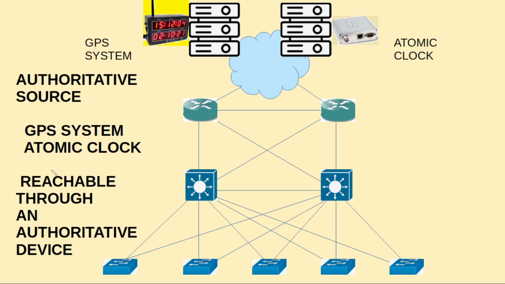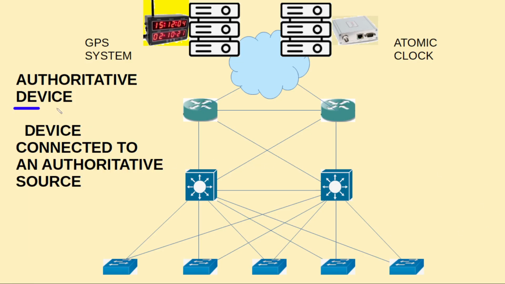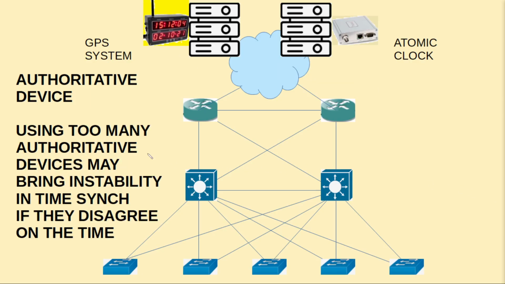Authoritative sources are reachable through what we call authoritative devices. Authoritative devices are devices that are connected to authoritative sources. So for instance, we can have servers or network devices that are directly connected to atomic clocks or to the GPS system. Just a note here, if you're using too many authoritative devices, this may bring instability in time synchronization if they happen to disagree on the current time.